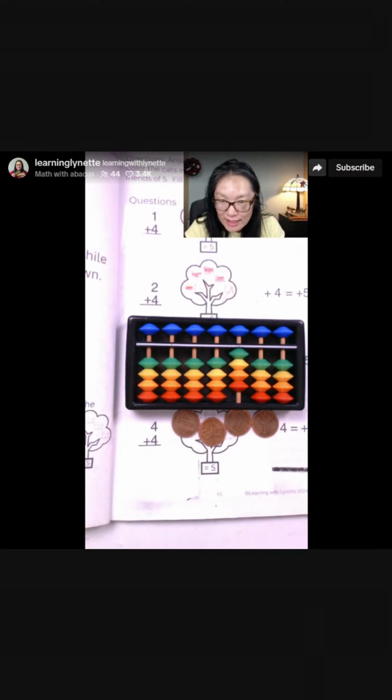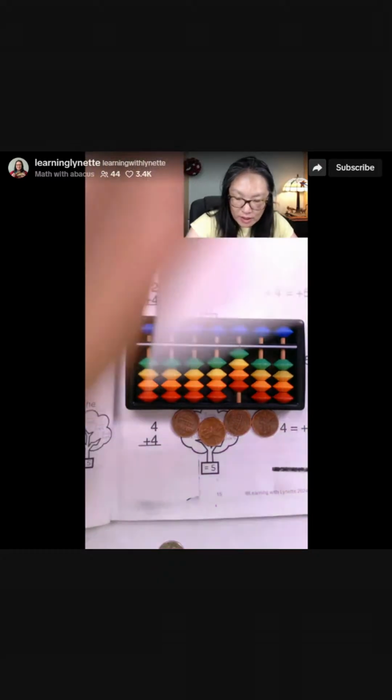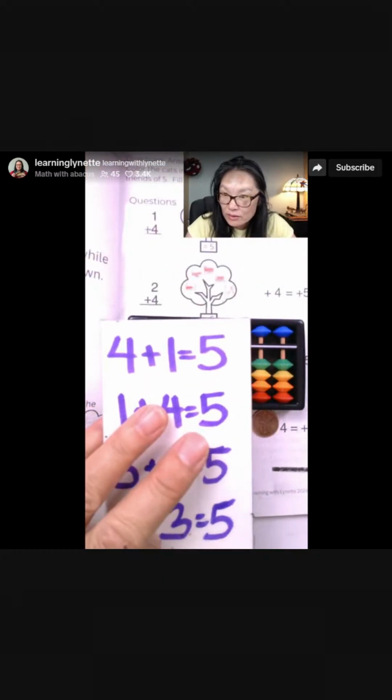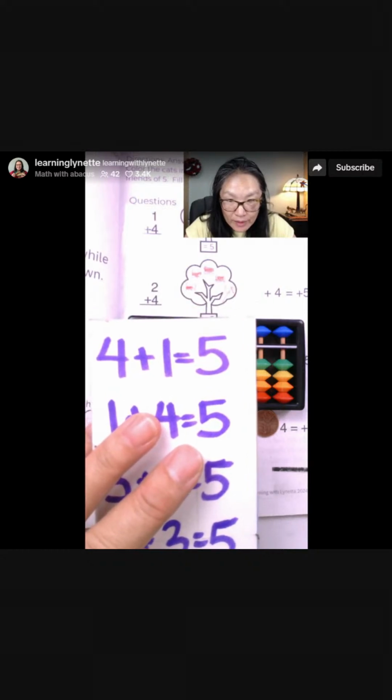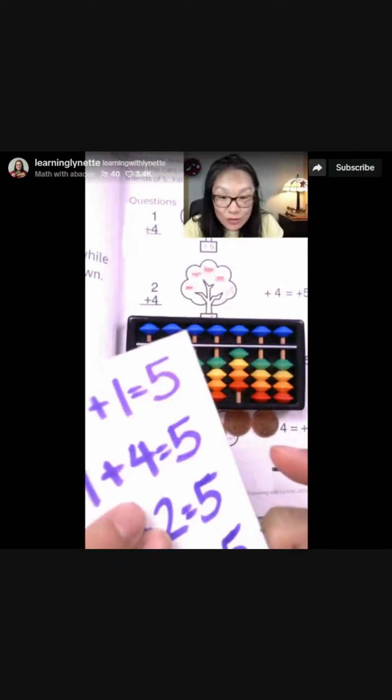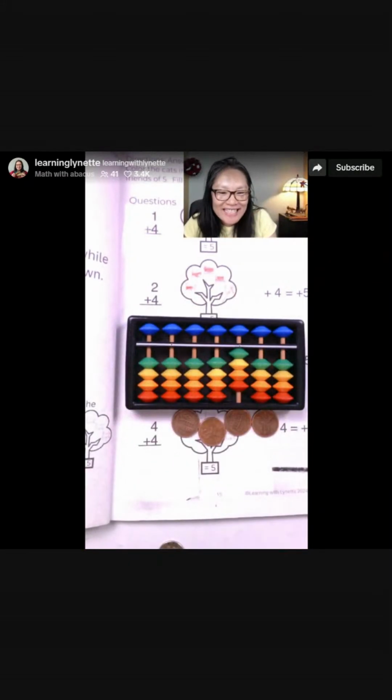So what did we just do? We took this concept, 4 plus 1 is equal to 5, and we powered it up. Right, Anisha? So that's the thing. When you get to the beginning of the part, it makes a lot more sense.